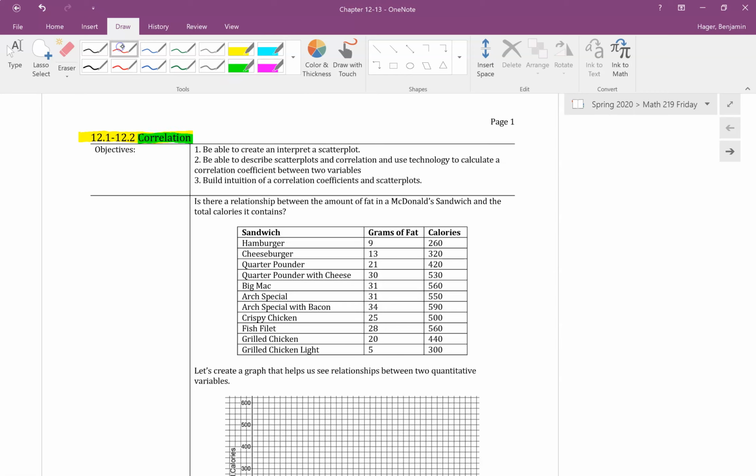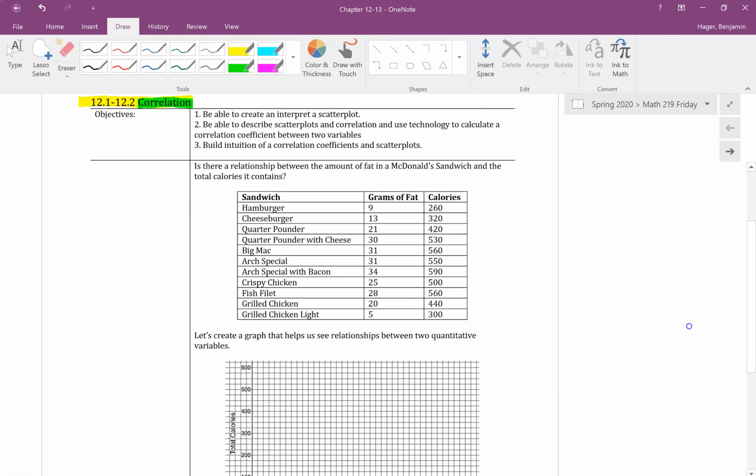Some of the things we hope to accomplish is be able to create and interpret a scatter plot, be able to describe scatter plots and correlation, and use technology to calculate the correlation coefficient between two variables, and build intuition of a correlation coefficient and scatter plots.